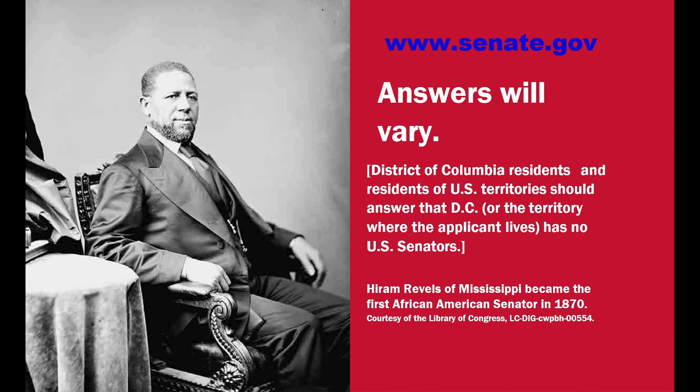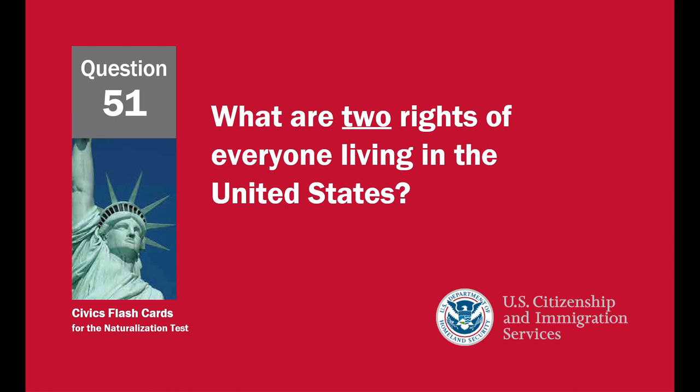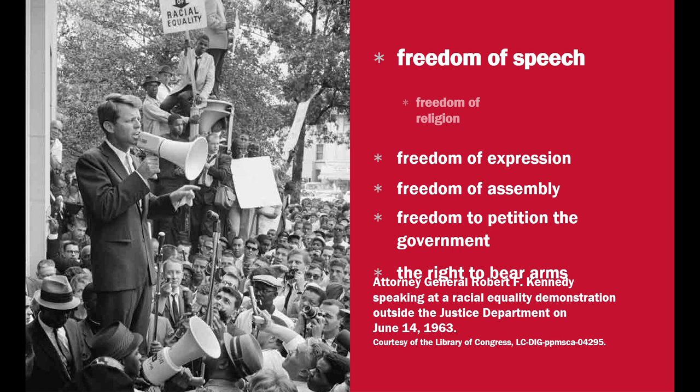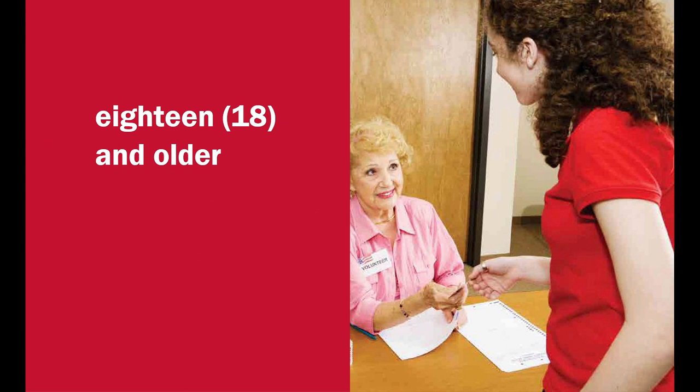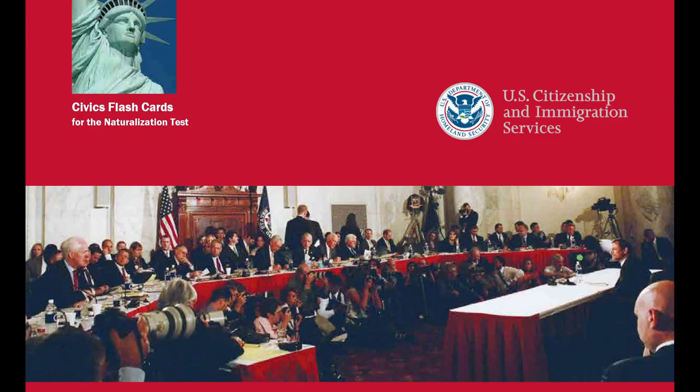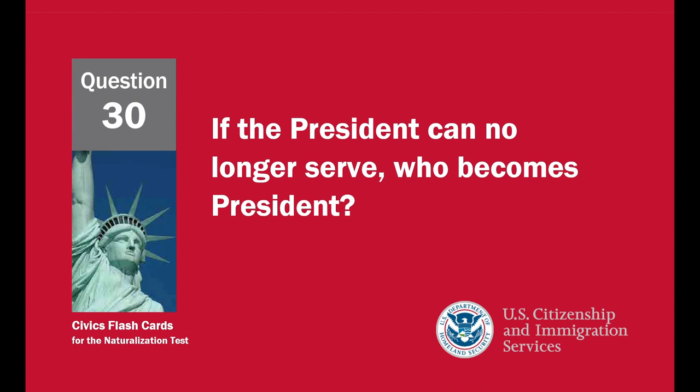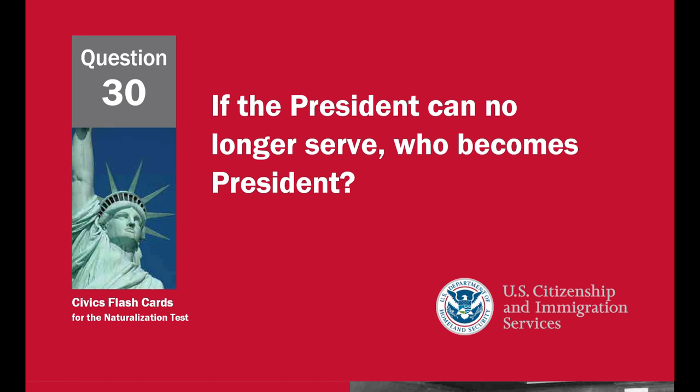What are 2 rights of everyone living in the United States? Freedom of speech, freedom of religion. How old do citizens have to be to vote for president? 18 and older. We elect a U.S. senator for how many years? 6 years. If the president can no longer serve, who becomes president? The vice president.